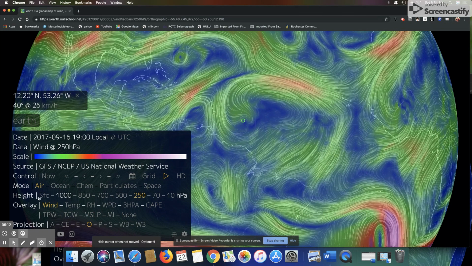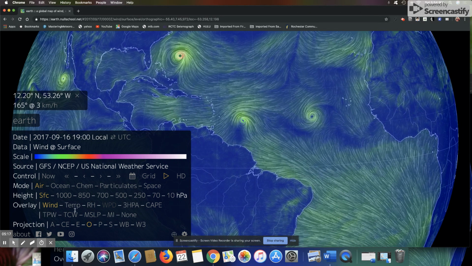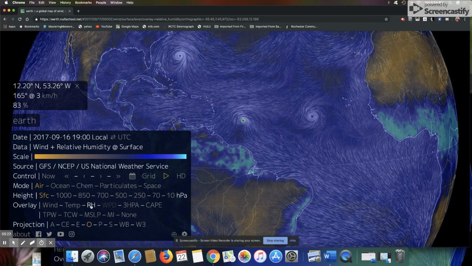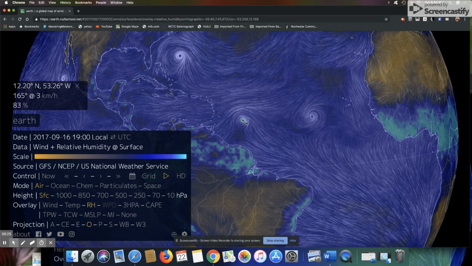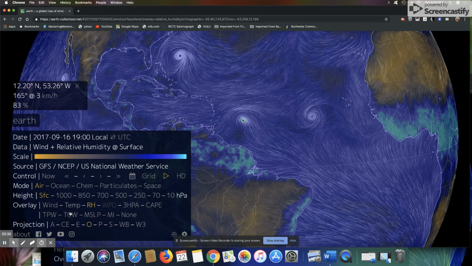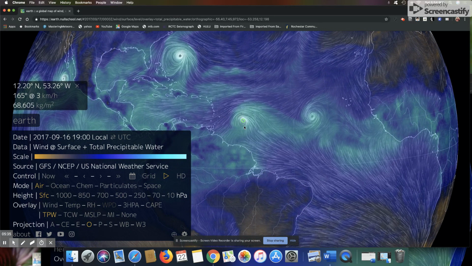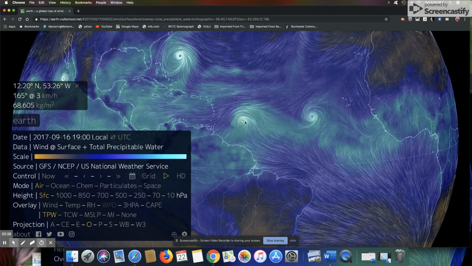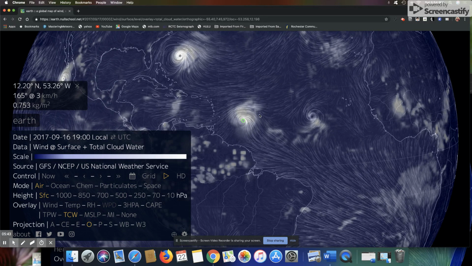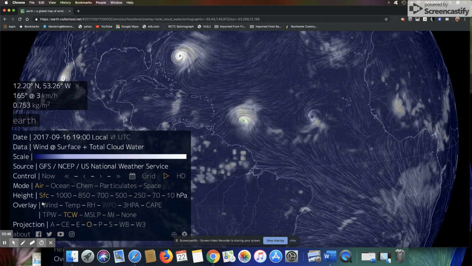So we'll switch back to the surface now. And let's have a look at a couple of other things. Let's look at the relative humidity. And we see that in this area, we have pretty high relative humidities right there. So what about precipitable water? We see that there's a lot of precipitable water there. So this is very moist air. And cloud water, we can see the clouds are starting to form around here. We can kind of see the shape of that storm taking shape there.